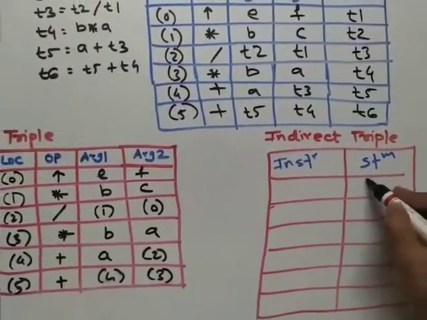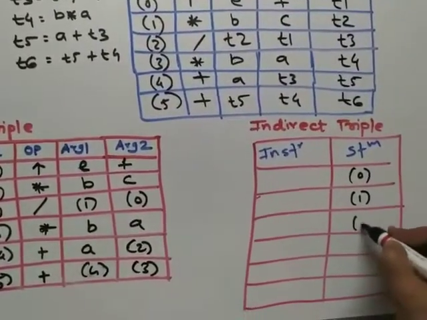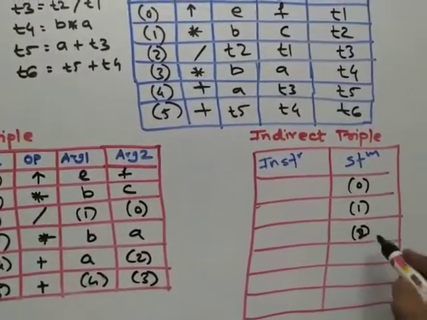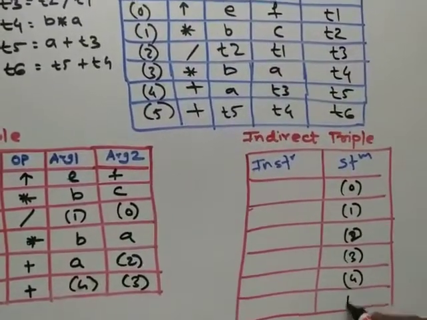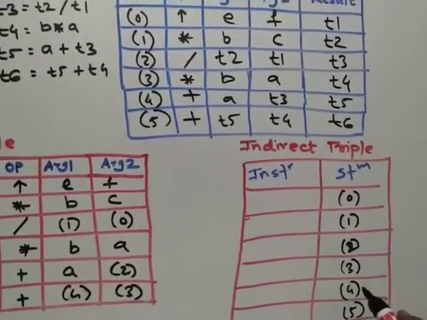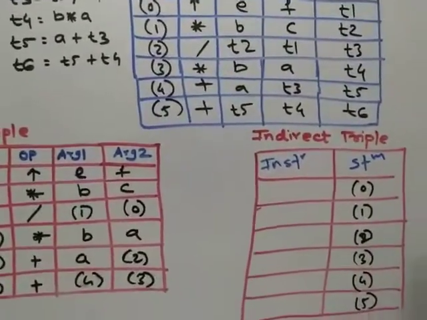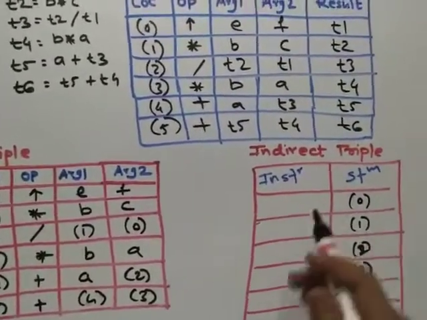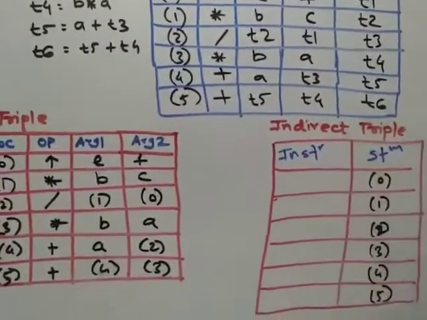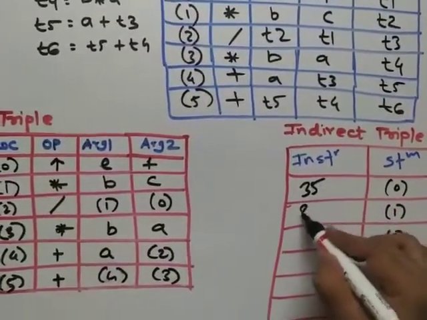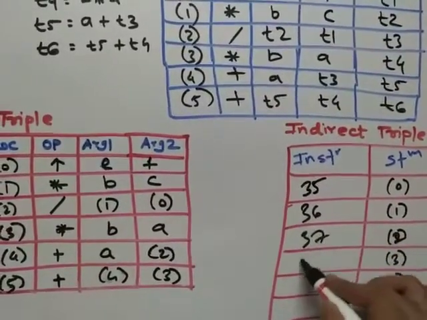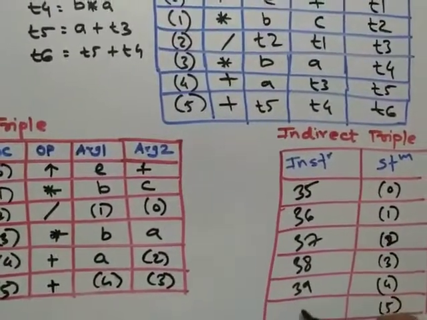Statements 0, 1, 2, 3, 4, and 5 are present in the triple. Now these 5 statements are presented by some array of objects. So for the array of objects, let us say the address locations are 35, 36, 37, 38, 39, and 40.